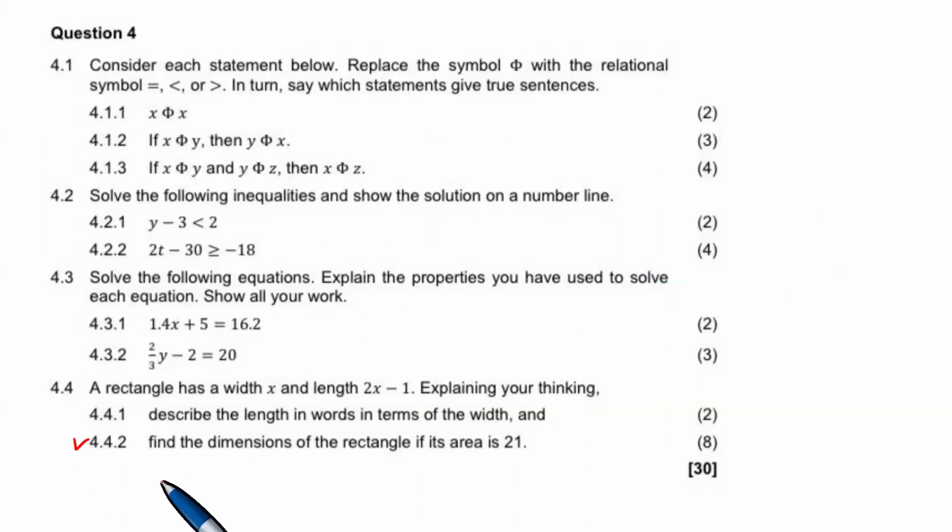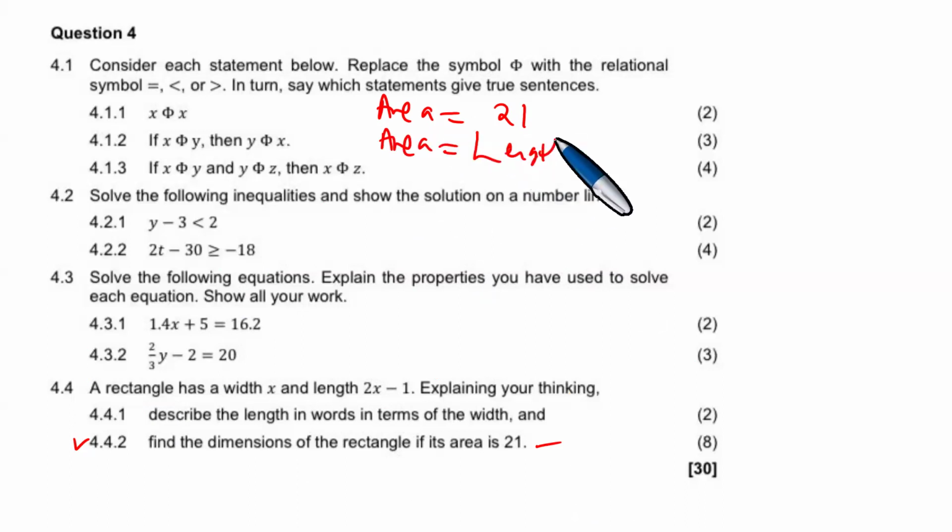So next question, we're looking at 4.4.2. We need to find the dimensions of the rectangle if its area is 21. We are told that the area is 21. But do we know that the area is length and breadth, or length by the width? It's like length by the breadth.